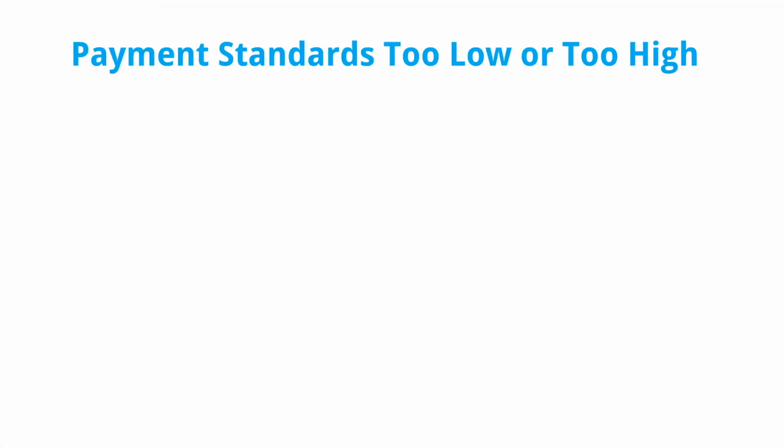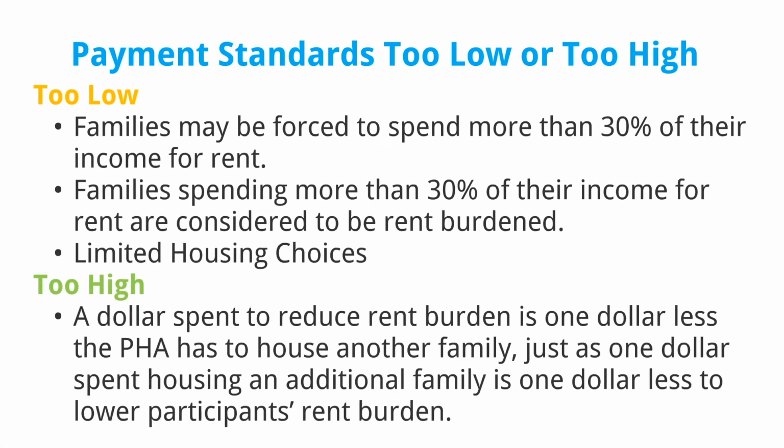When thinking about setting payment standards, PHAs should consider what happens if the payment standards are too low. Families may be forced to spend more than 30% of their income for rent and may have difficulty affording necessities such as food, clothing, transportation, and medical care. Families spending more than 30% of their income for rent are considered to be rent burdened. Families may have a hard time finding acceptable units or units in more desirable areas. Housing choices will be narrowed, and the PHA's efforts to affirmatively further fair housing could be undermined.